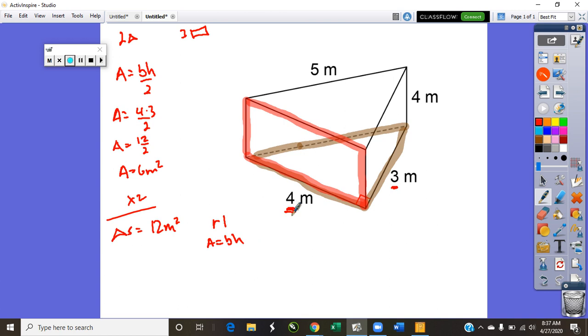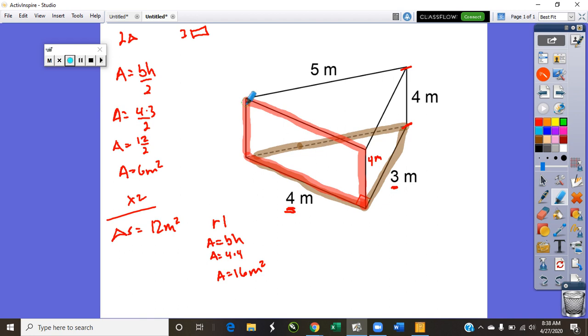So the base of this is 4. Now, be careful because you see this 3 over here and you might assume that that's the height. Guys, the height of this figure is 4. So if it's 4 here, it's also what? It's also 4 here. Okay? So this area would be 4 times 4. So this would be 16 meters squared. So we found rectangle 1 area.